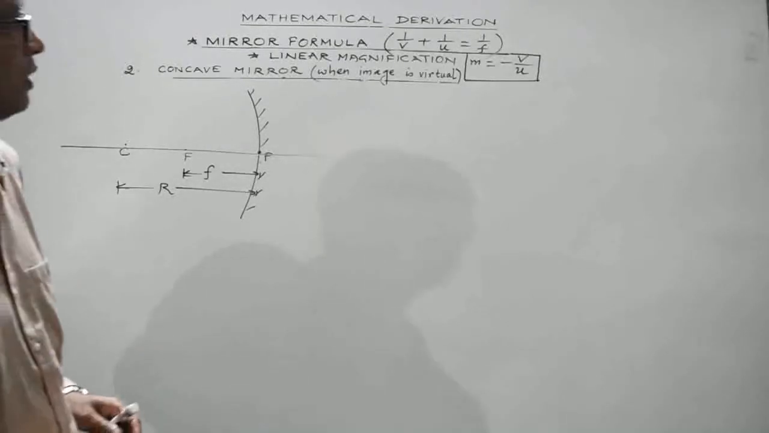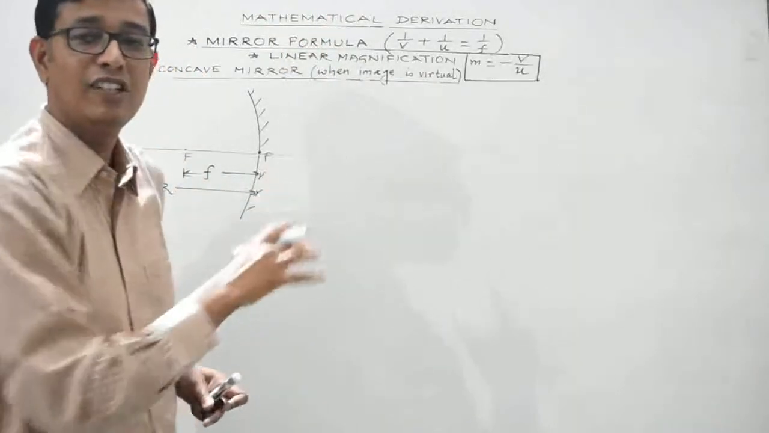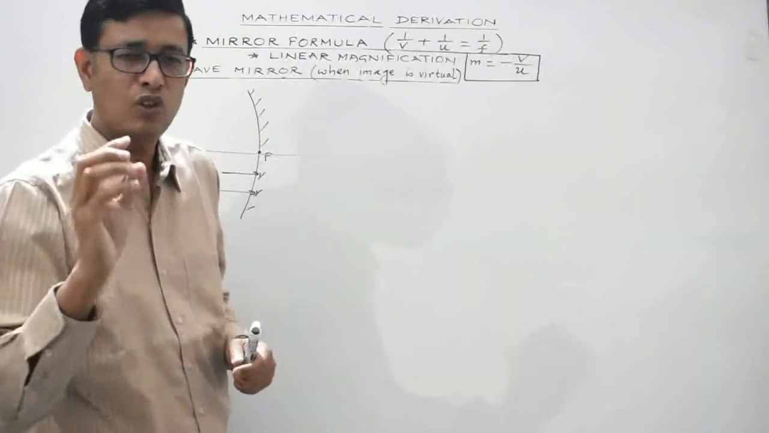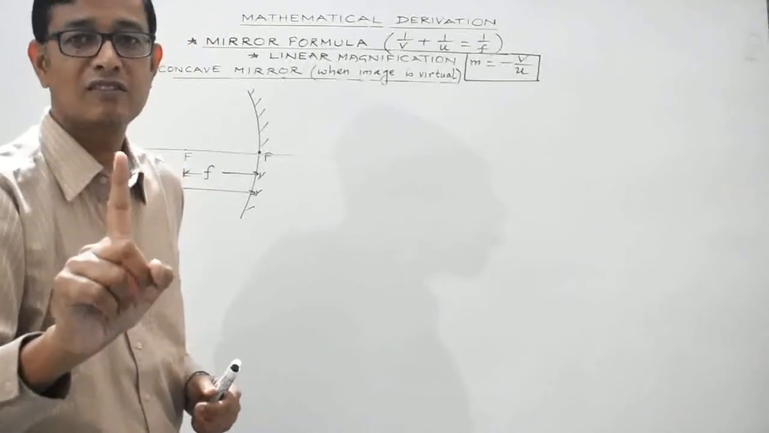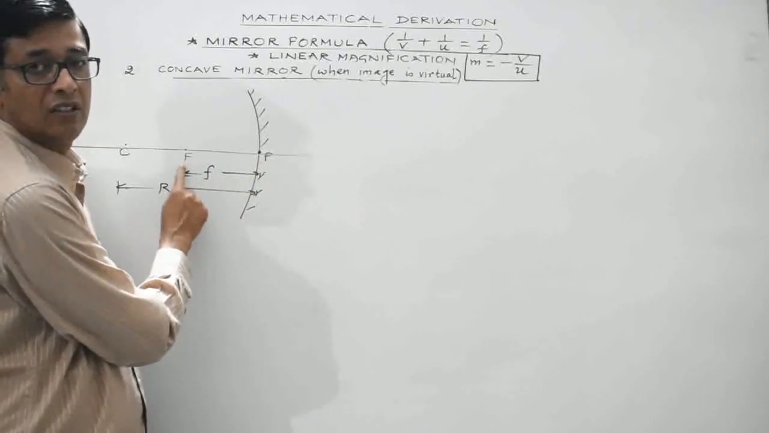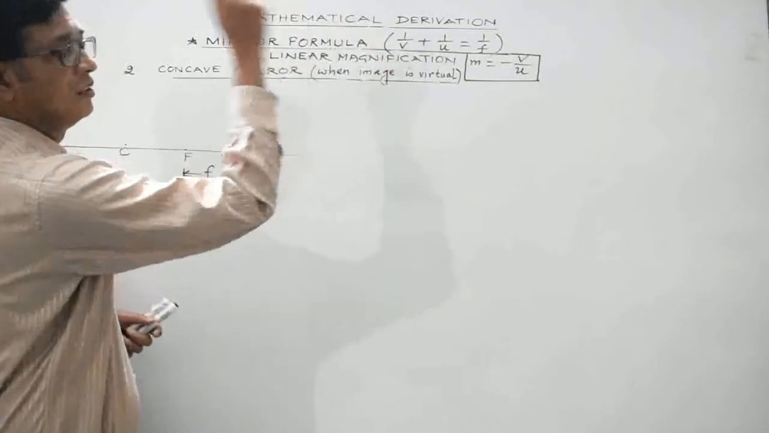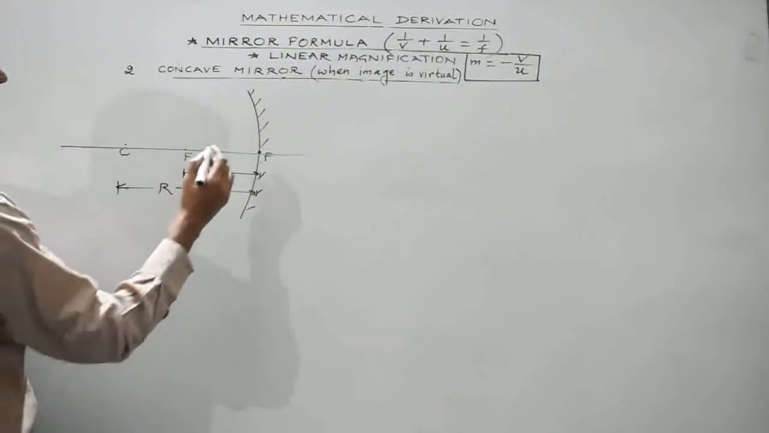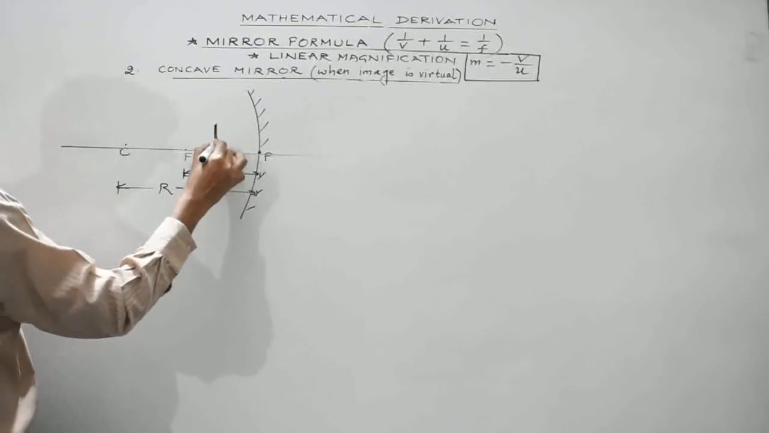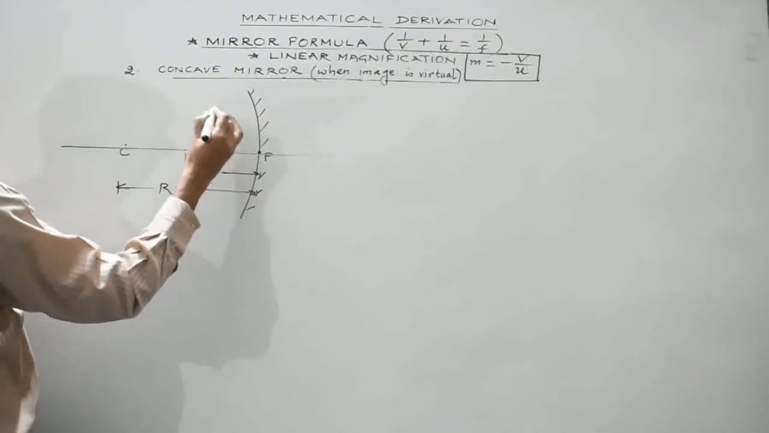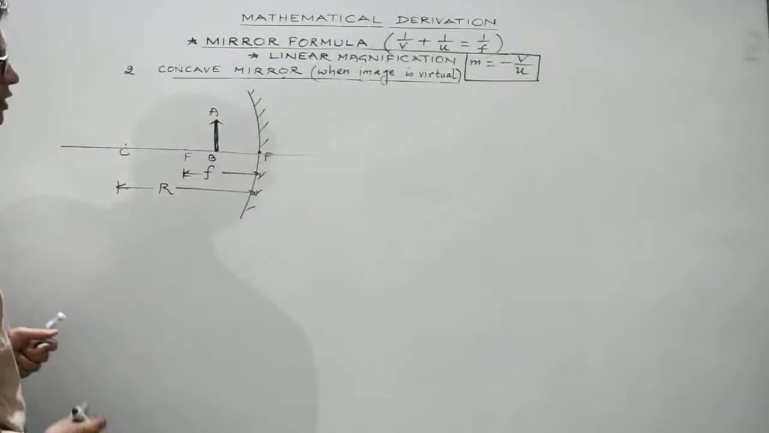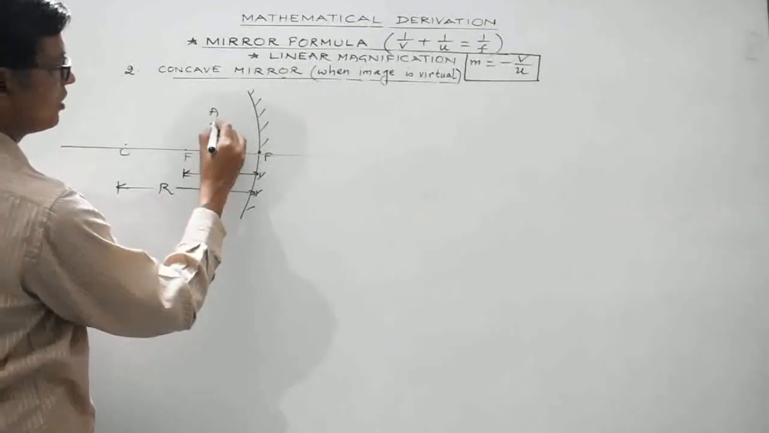Now look, image is virtual and we are taking the case of concave mirror. For concave mirror, the nature of image is always real and inverted except one case, and that exception is when the object is placed between pole and focus. It is then the nature of the image obtained is virtual, right? So suppose this is the object placed over here, A, and it is placed between pole and the focus. Let's draw the ray diagram for its image formation.